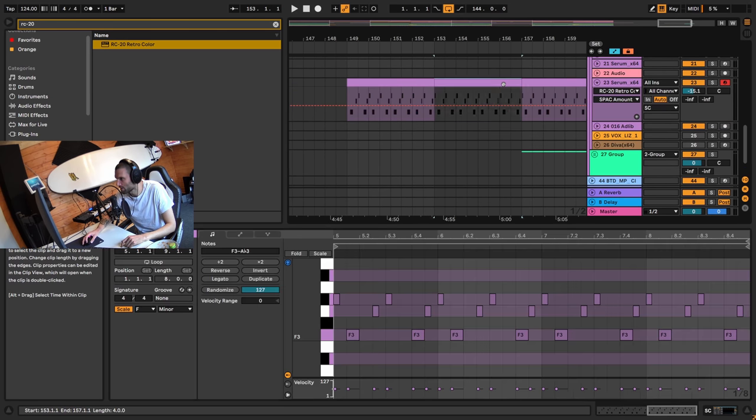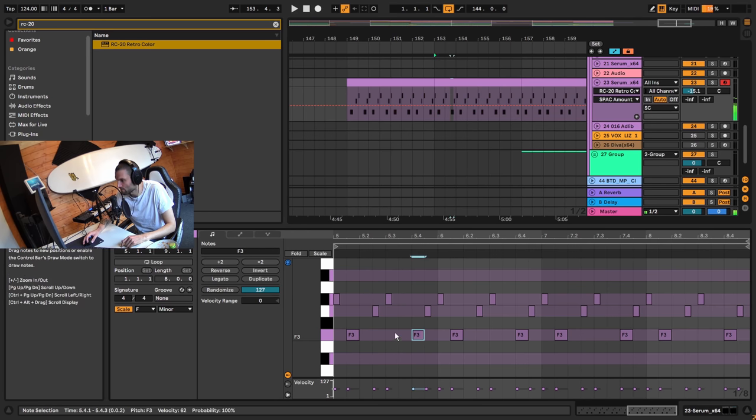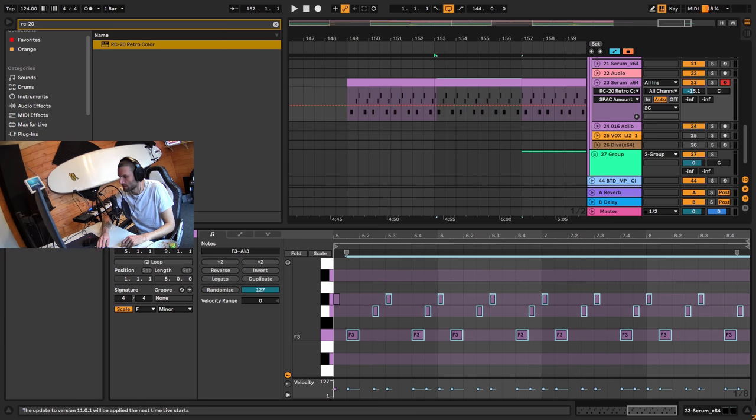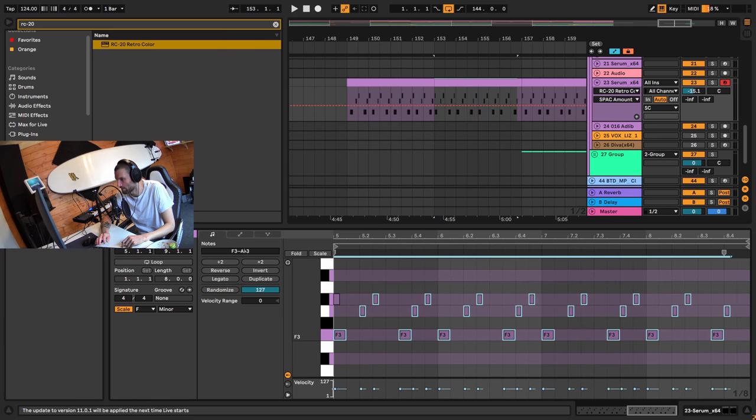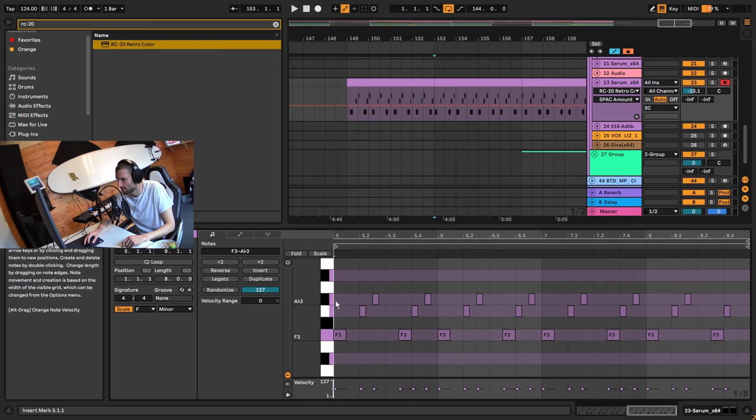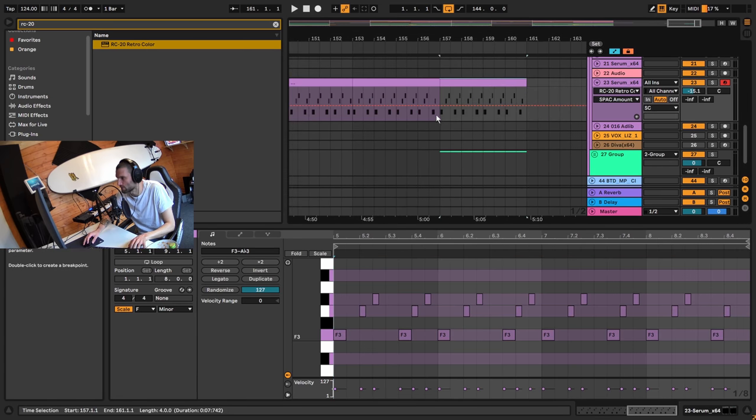Okay, so now if we have a look at this little arp that I wrote, the way you experienced it was that all these F notes were landing on the downbeat, when in fact they were landing on the second 16th note over here. So what your brain was telling you was that this pattern actually looked more like this. And if I copy that over to when the kick drum comes in, this is kind of what you'd be expecting to hear.